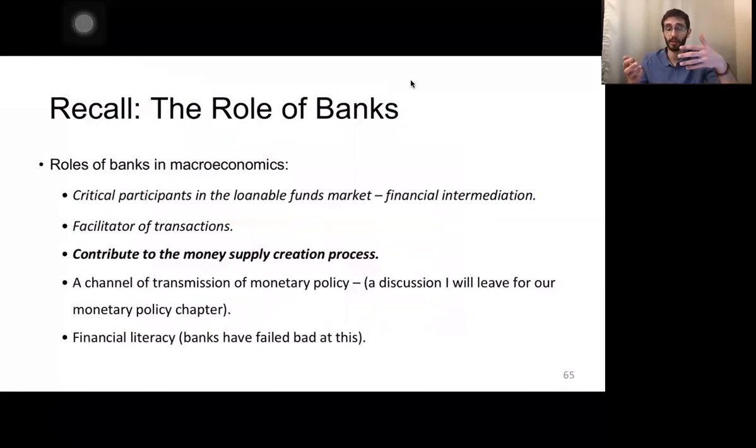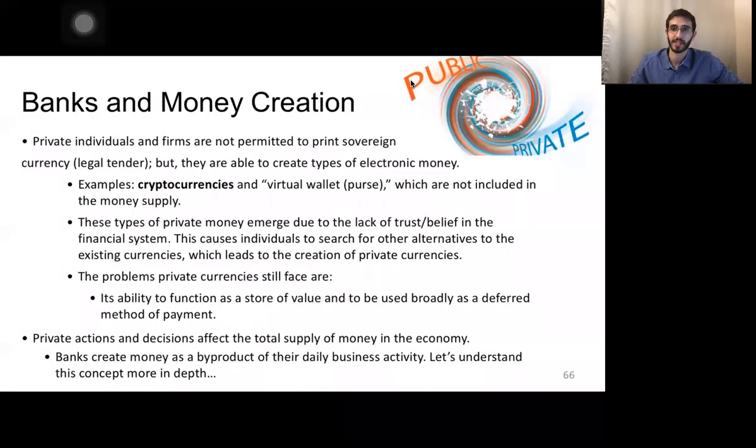Moving forward, the role of banks, just to summarize once again: remember they are financial intermediaries that participate in the loan market by connecting borrowers and savers, and also by selling loans, as we talked about. They facilitate transactions by clearing checks. They also contribute to the money supply process we're going to talk about here. They help with monetary policy transmission, which we're going to talk about in the chapter on monetary policy. And potentially we can argue that they could help financial literacy, but as we saw in 2007, banks tend to take advantage of people that understand how the market works. This is one of the reasons that I resent saying that they are doing their job at that task.